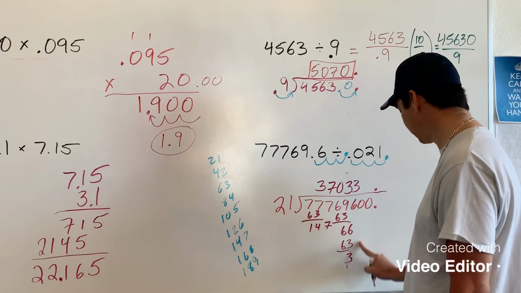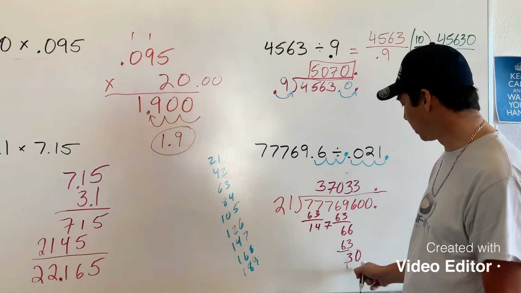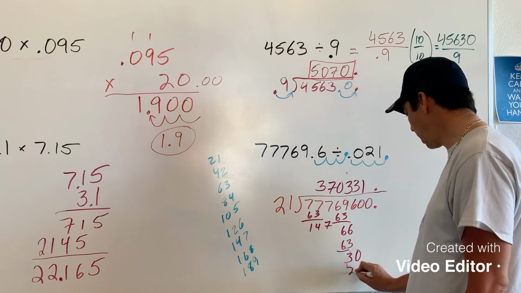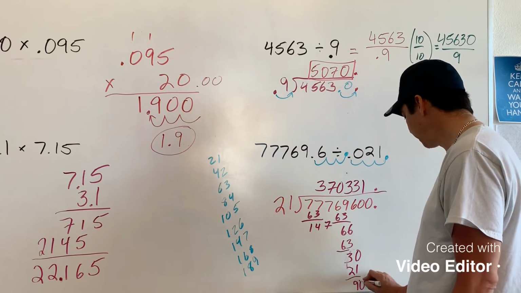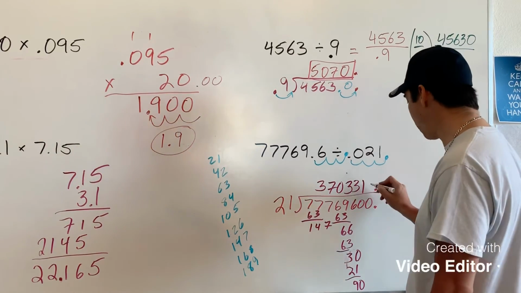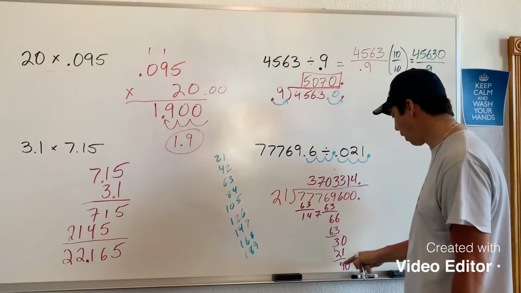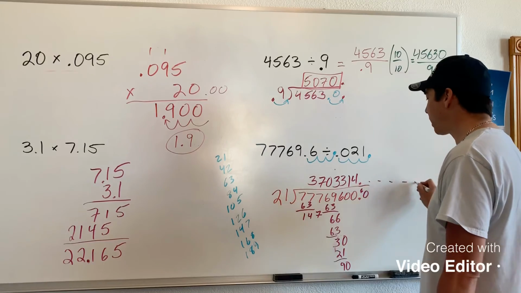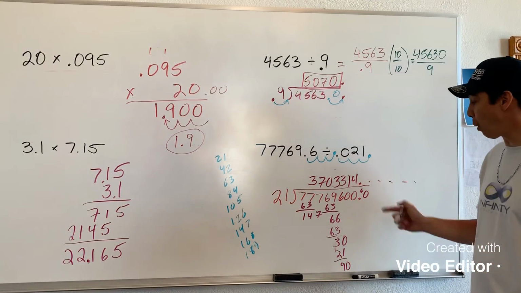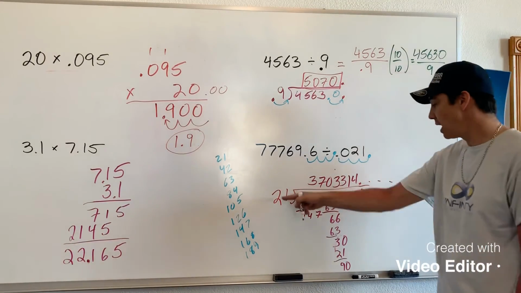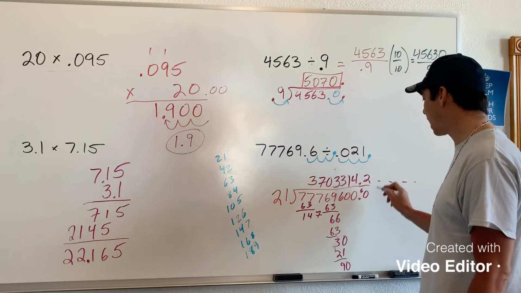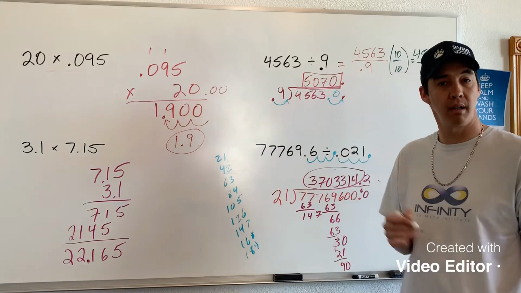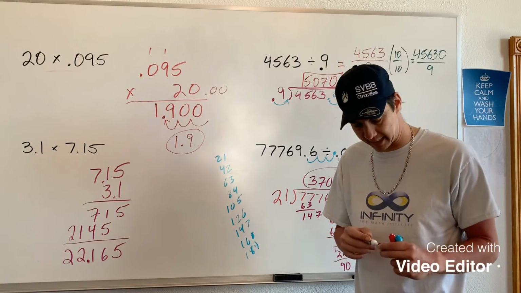By bringing down the 0, 21 goes into 30 1 time. 21 leaves me with 90. 21 goes into 94 times, which is 84, giving me a remainder of 6. So it will keep going on and on, but nonetheless, if I wanted to round to the nearest whole number, 21 goes into 60 about 2 times. So this would be my answer rounded to the units place.